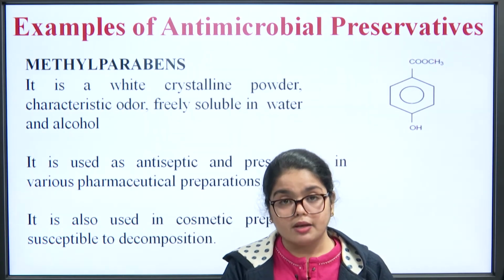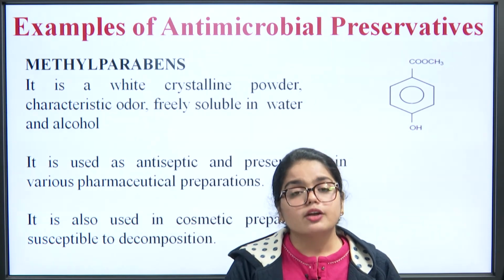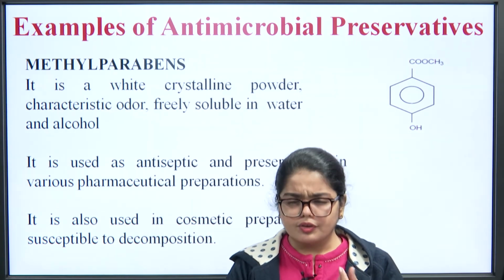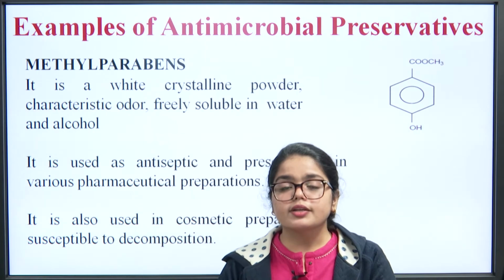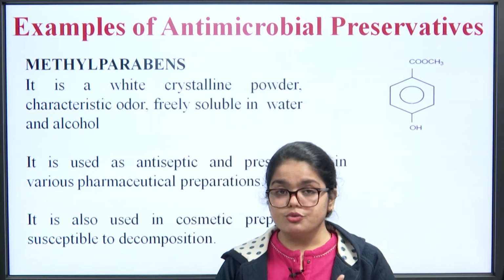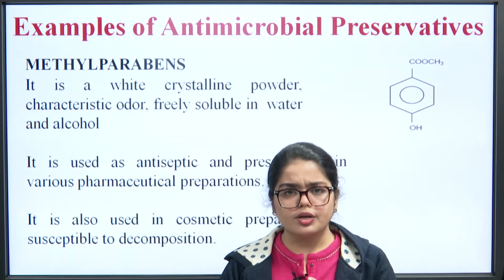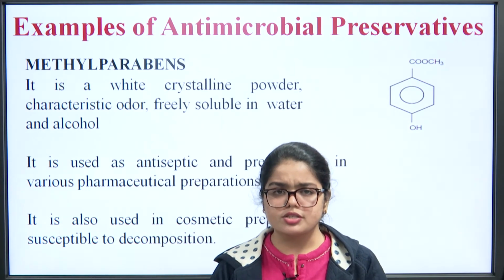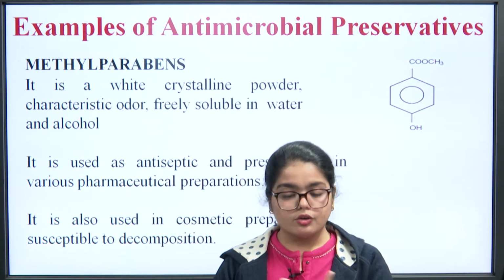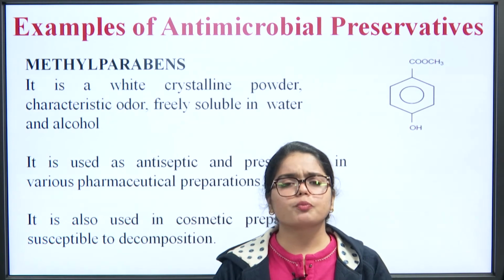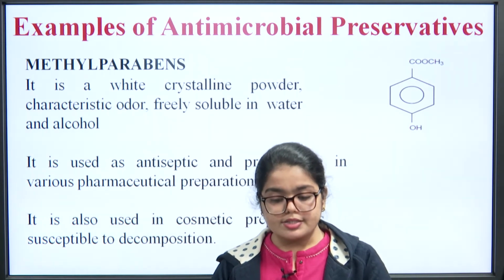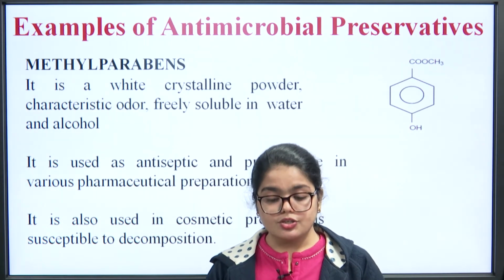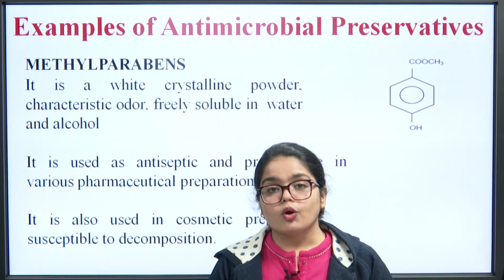Second one is methyl paraben. Methyl paraben is a white crystalline product. Crystalline refers to small crystals. It is just like sugar. Sugar has squarish crystals, but such crystals are not necessarily squarish, they could be of any shape, needle shaped or anything. So, it is a crystalline powder, it has a characteristic odor, and it is freely soluble in water and alcohol.